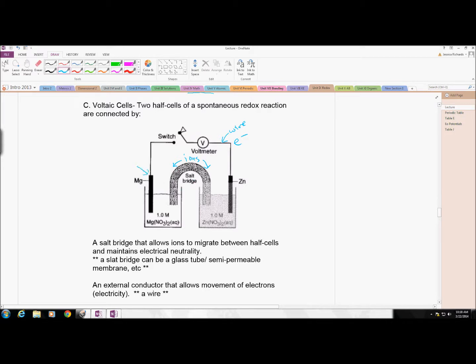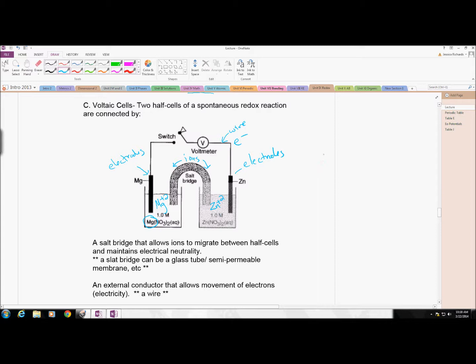We have strips of metal that we call electrodes, and we're going to name the electrodes depending on whether they are in the oxidation half cell or the reduction half cell. And then in your solution, you have the same kind of ions as you have metal. So if I have magnesium for that electrode, I have magnesium ions in my solution. If I have a zinc electrode, I have zinc ions in my solution.